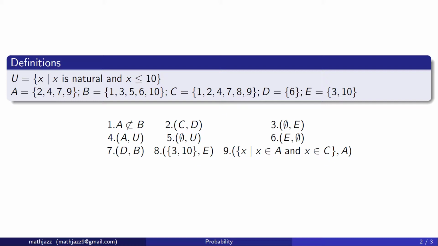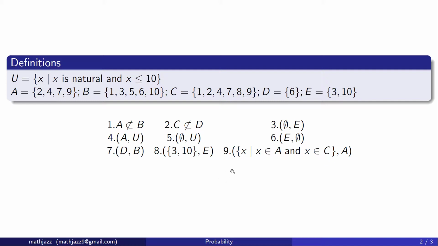So, number 2, is C a subset of D? The element 2 is an element of C, but not an element of B. So that means that C cannot be a subset of B. Oh, I was looking at the wrong sets. C is not a subset of B, but it's also not a subset of D. Same reason: 2 is not in D, so C cannot be a subset of D.